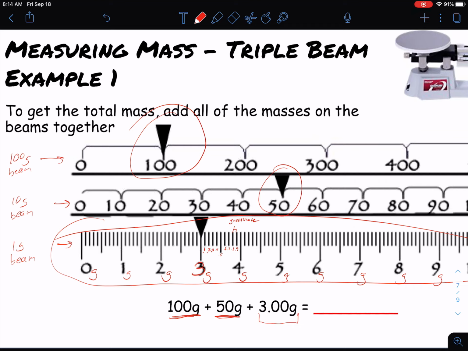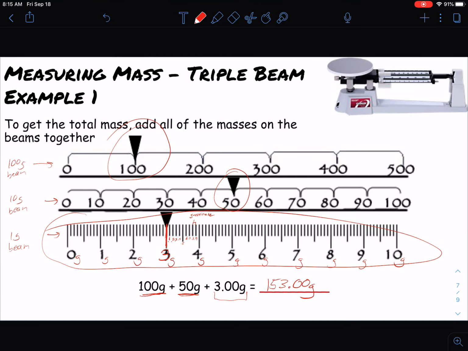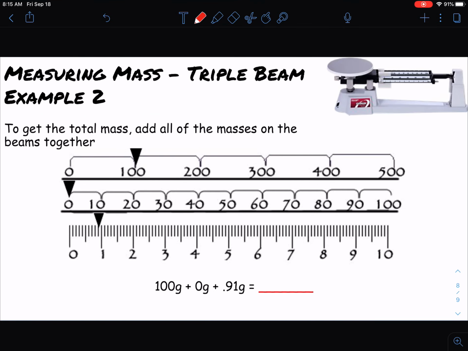So what we're going to do is read this the same way. And remember, just like with the meter stick, we think this is dead on here. We think it's right above. We're going to say 3.00. So when we add these together, we get 100 grams plus 50 grams, plus 3.00 grams, and we get 153.00 grams. That's how you read the triple beam. Let's do another example.